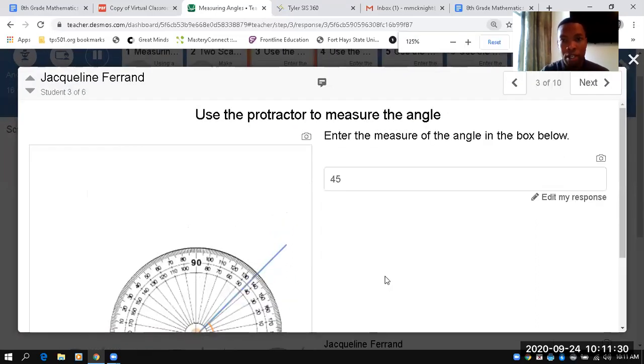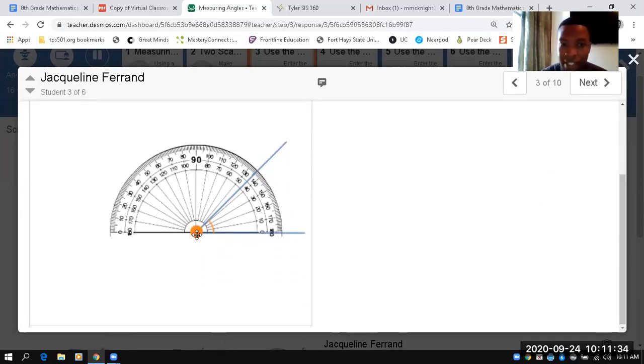What if I could zoom in? Yeah, I can. Look at that. The point is at the dot, all right? And the bottom line is in line with the 0. We might need to shift this up a little bit. But then when we go up to the top line, we realize that it's at 45 degrees because it's between 40 and 50. It's 45 degrees.